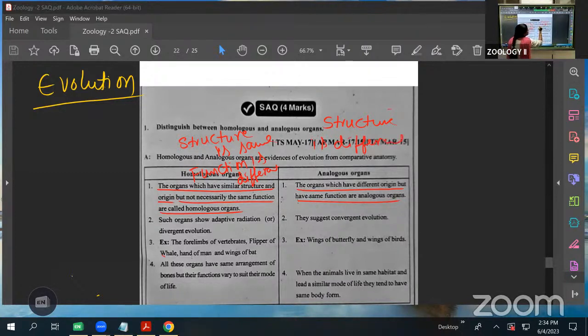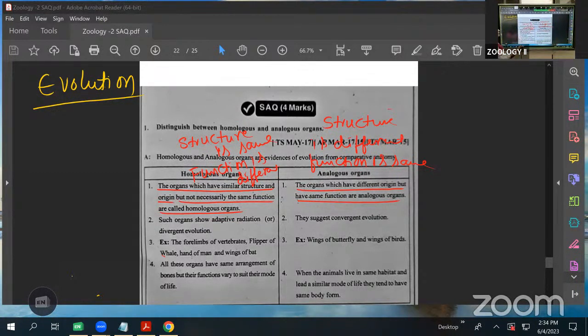Function is same. Write it like that also, like this also. Here, structure is the same and the function is different. That type of organs is called homologous organs. Structurally, they are different and function is same. That we call the analogous organs.